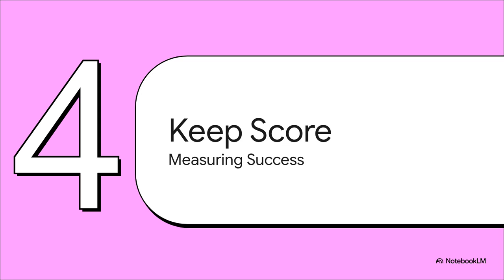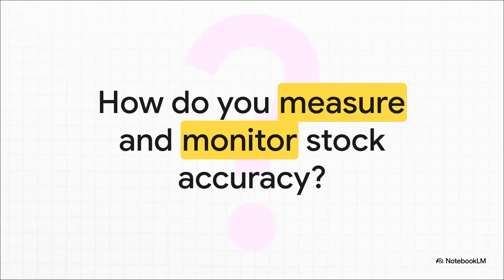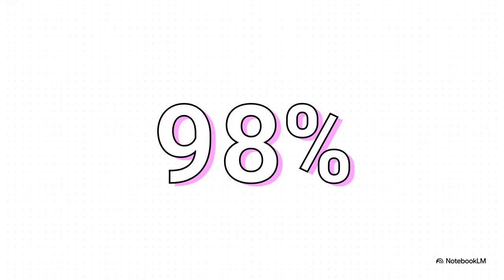Okay, so you've put all these new processes in place, but how do you actually know if they're working? You've heard the saying, right? You can't manage what you don't measure. It is time to keep score. And listen, this isn't about blaming people. It's about holding the process accountable. You need clear, simple metrics, KPIs, to track your progress and to spot new problems before they get out of hand.